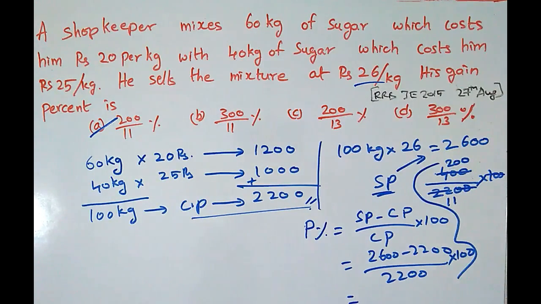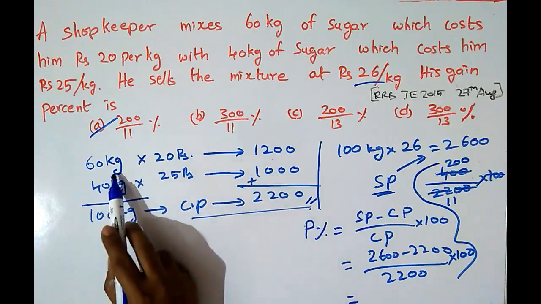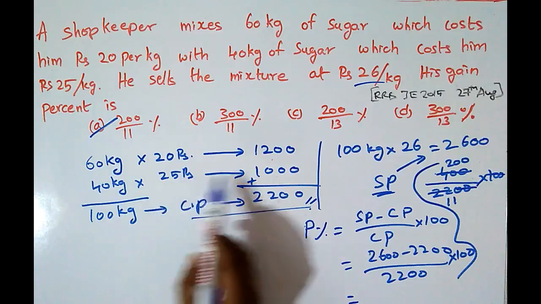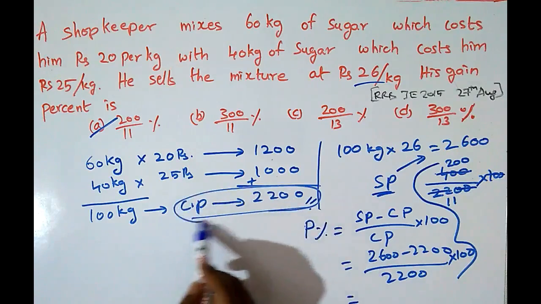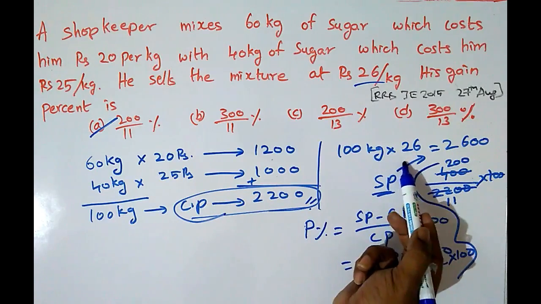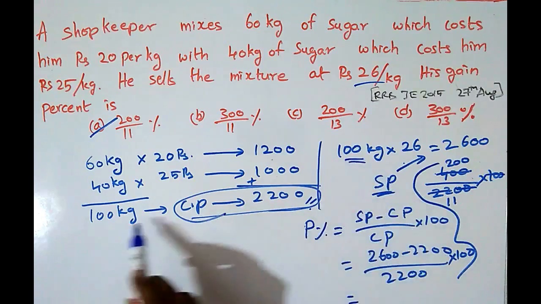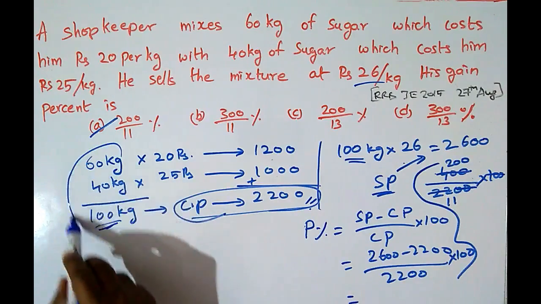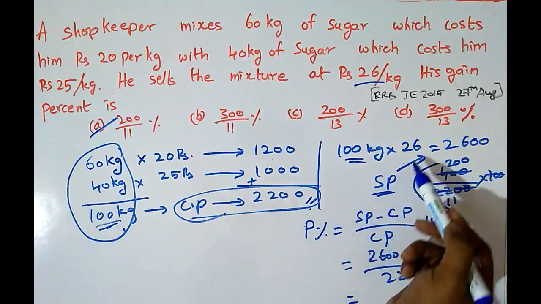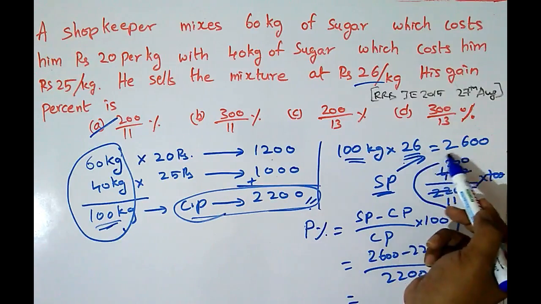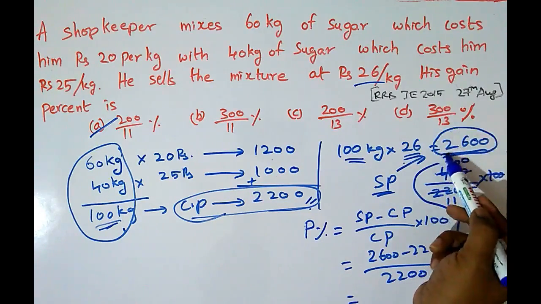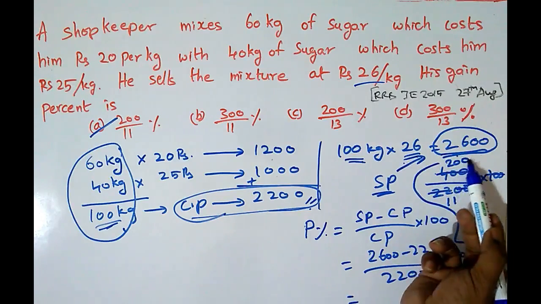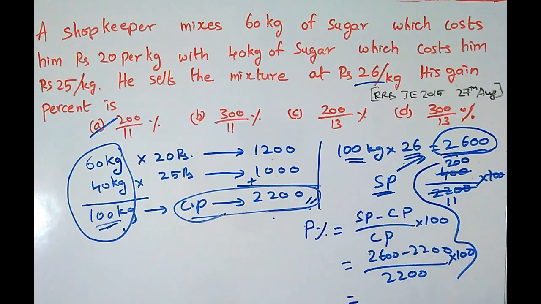You got it, friends? We just have to find out the amount for 60 kg and the amount for 40 kg. We have to add that, that is CP, and find the SP with the help of the total weight into the selling price. You will get the selling price of the total mixture, and from the selling price and cost price we have to find the profit percentage.